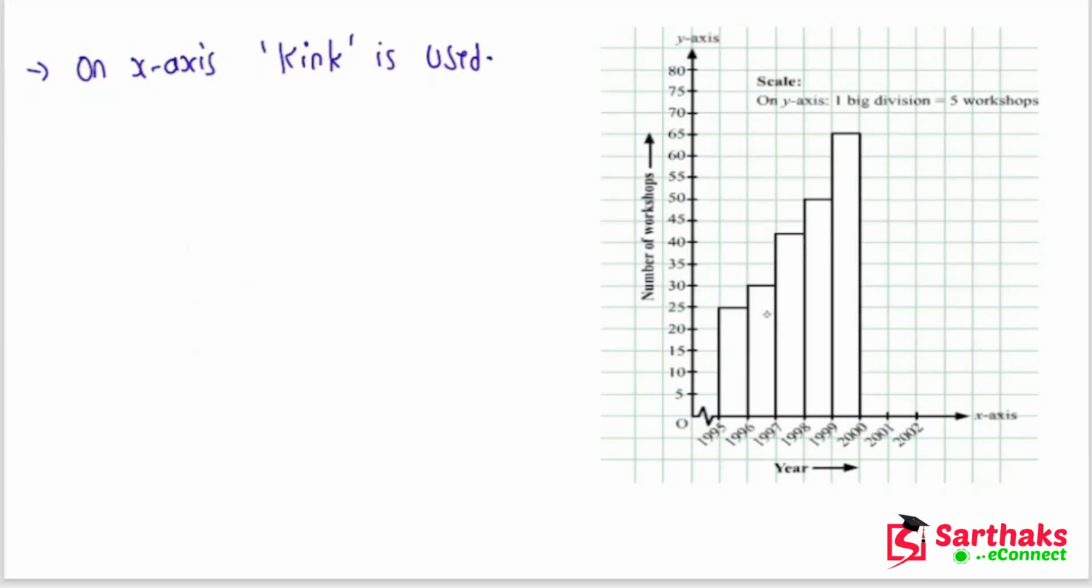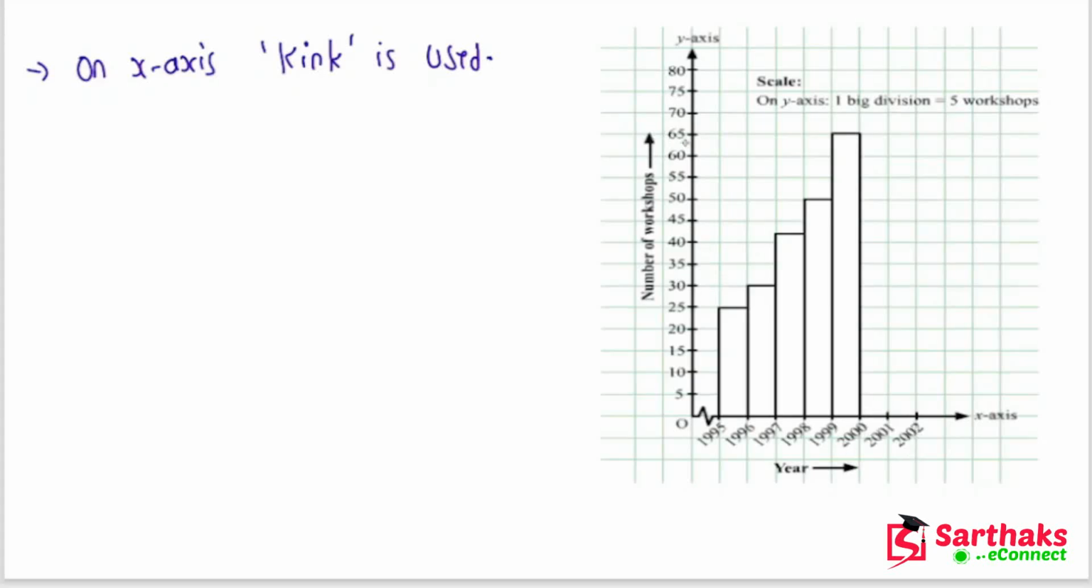So this is the data. Now on the x-axis we have represented the number of years, and on the y-axis we have represented the number of workshops. That is the frequency, how many workshops were organized in a particular year, right? So on the x-axis the kink is used. One more thing to note here is that these are years. Okay, so that is up to you if you want to write these extra data.